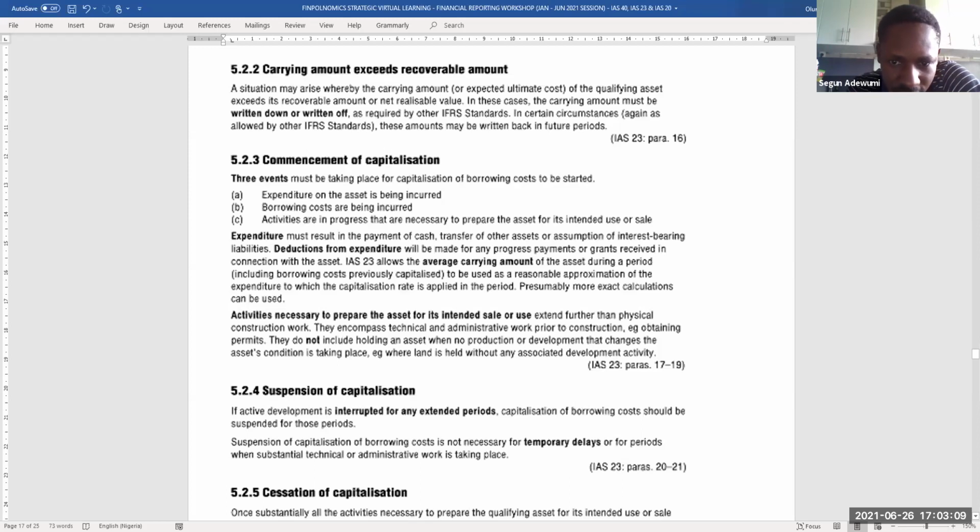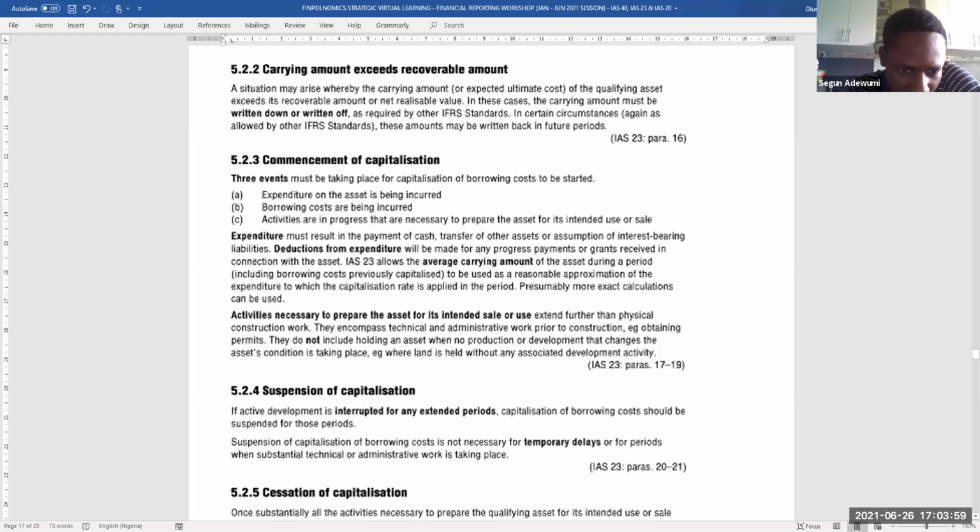IAS 23 allows the average carrying amount of the asset during a period, including borrowing costs previously capitalized, to be used as a reasonable approximation of the expenditure to which the capitalization rate is applied in the period. Presumably, more exact calculations can be used. Activities necessary to prepare the asset for its intended sale or use extend further than physical construction work. They encompass technical and administrative work prior to construction, e.g. obtaining permits. They do not include holding an asset when no production or development that changes the asset's condition is taking place, e.g. where land is held without any associated development activity.